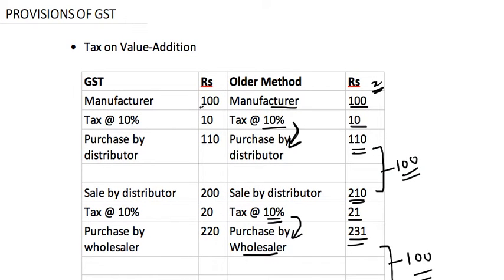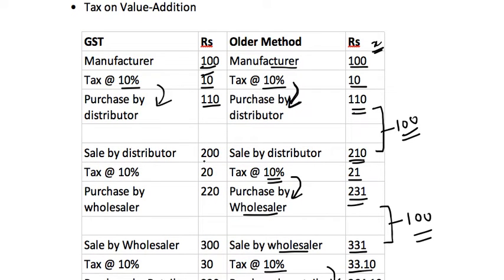Here also the manufacturer sells it at rupees 100 and charges a tax of 10% or 10 rupees, which is to be paid by the distributor. So the distributor has to pay 110 rupees to buy a certain good. The sale price of the distributor here would be 200 rupees. Let's understand this. The margin here is 90 rupees right now, but the margin will go up to 100 in a very short while. The tax at 10% is 20 rupees out of 200.